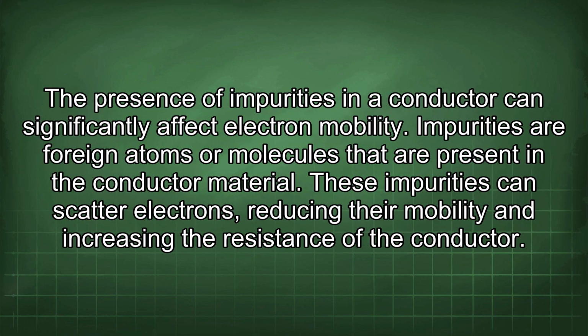The presence of impurities in a conductor can significantly affect electron mobility. Impurities are foreign atoms or molecules that are present in the conductor material. These impurities can scatter electrons, reducing their mobility and increasing the resistance of the conductor.